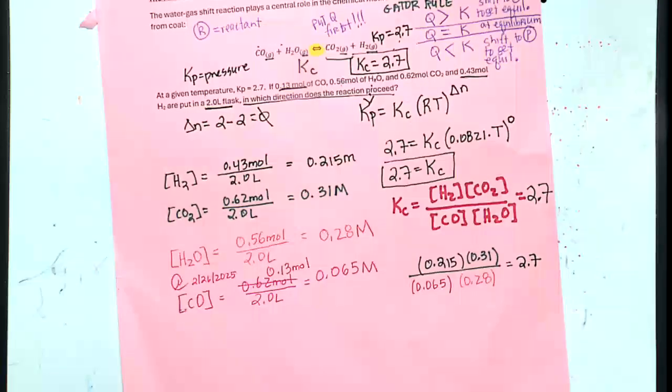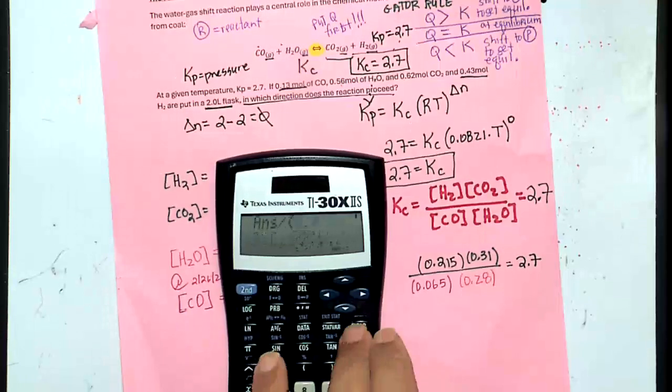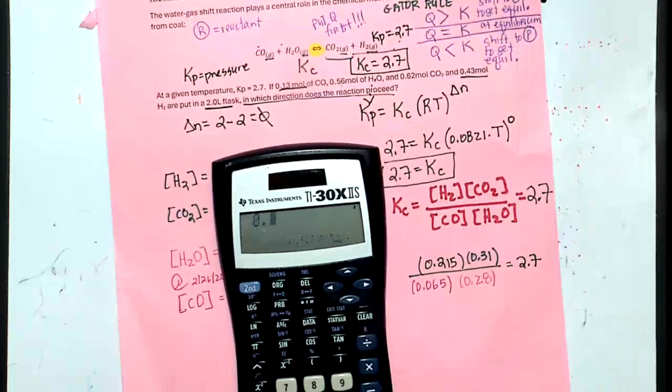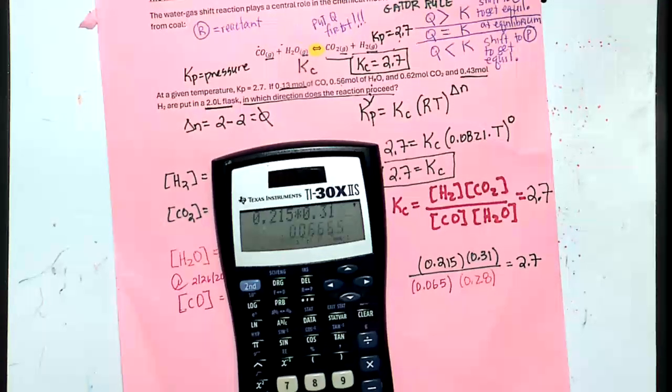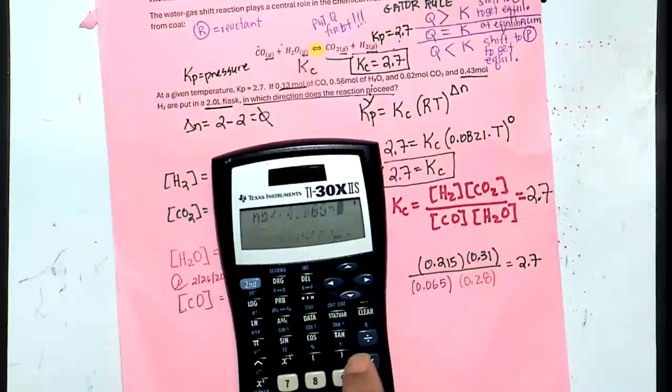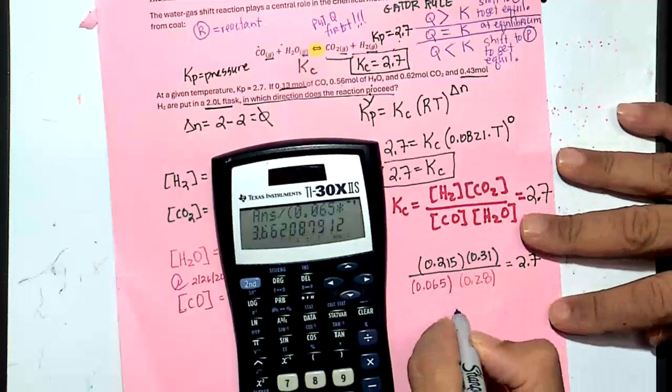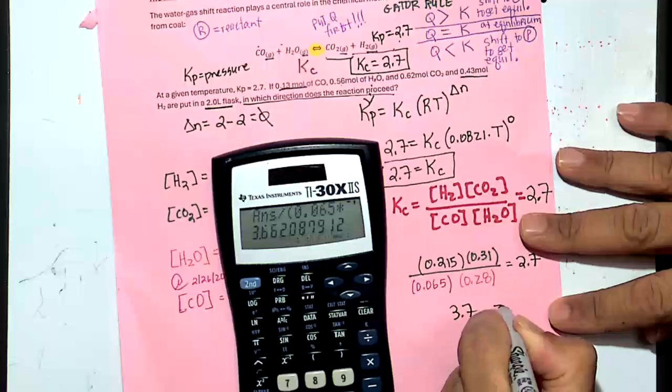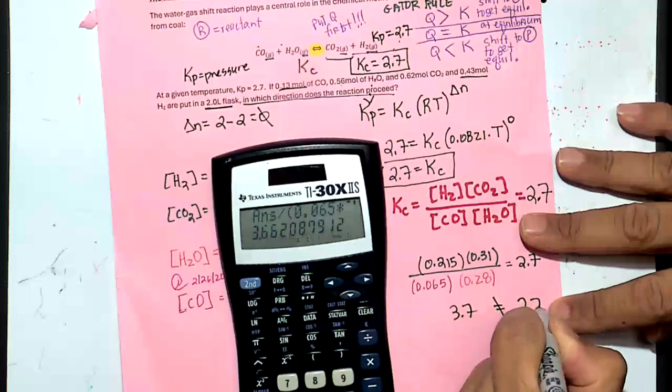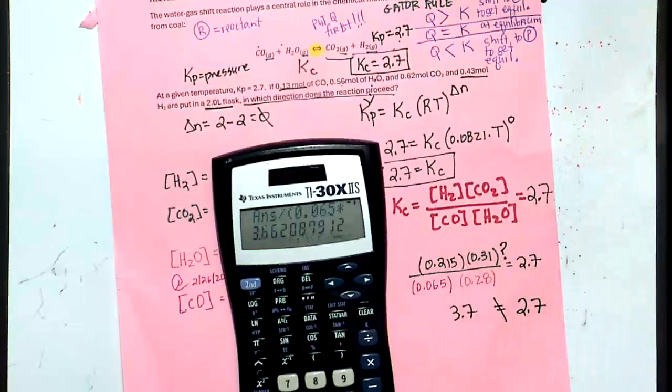Okay, so let's check this out in our calculator. 0.215 times 0.31 divided by parentheses 0.065 times 0.28, close those parentheses, and I'm not getting 2.7. Something is not right here. I'm getting 3.7. So it does not equal the equilibrium constant.